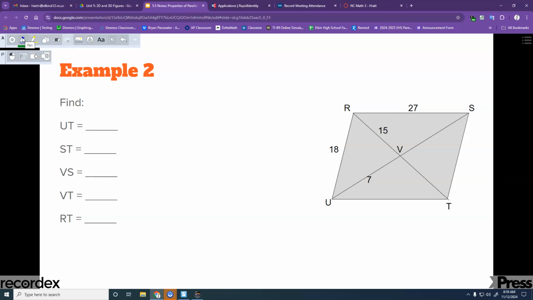So, let's see. Kama, what would we get for UT? 27. Very good. It is the same as the side across from it, which would be RS up here, which is marked as 27. Okay, let's see. Keely, what about ST? It would be 18, same as the side across from it.